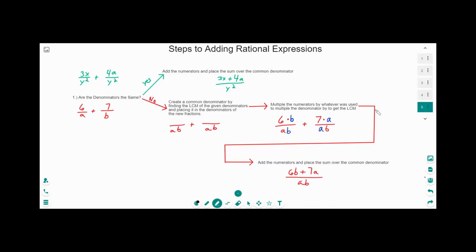All right. And then the final step after that is very similar to this first step in the green section, and that is we're just adding now the numerators and placing them over the common denominator. All right, so that is kind of the rundown, the outline of how this whole process works. So study that for homework so that you can be very sure of yourself when you're working with these rational expressions. All right, we'll stop it there, and I will see you tomorrow.